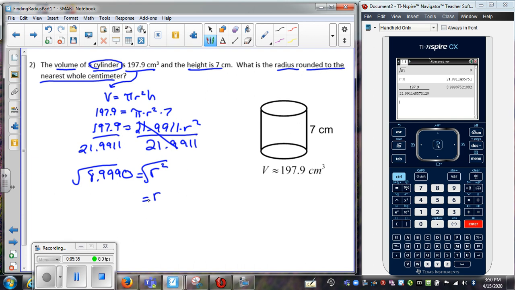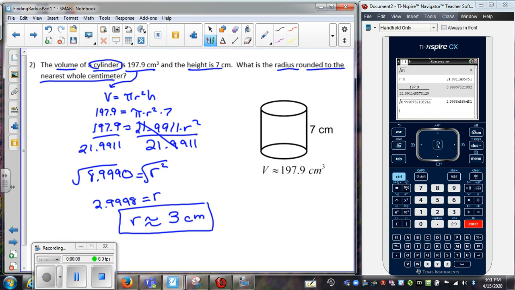And on the other side, if you want, I can do the square root function. So I can hit Control Square Root. And again, you could use the answer function if you want, square root of the answer. And that's going to give me 2.99 and so on. So 2.9998, and it's going to ask me to round to the nearest whole centimeter, so r is approximately 3 centimeters.